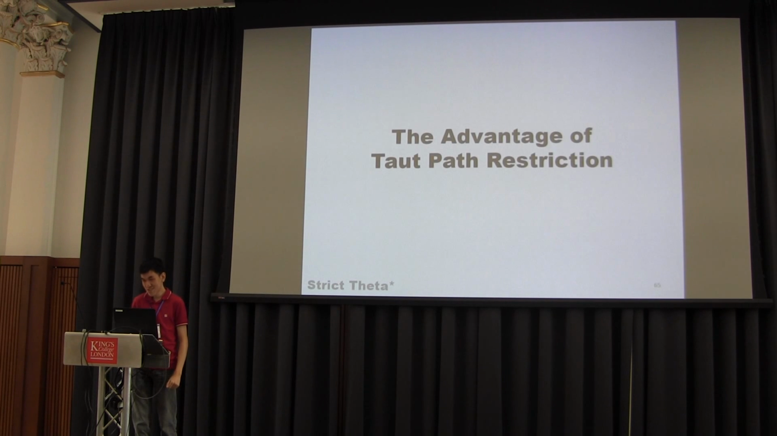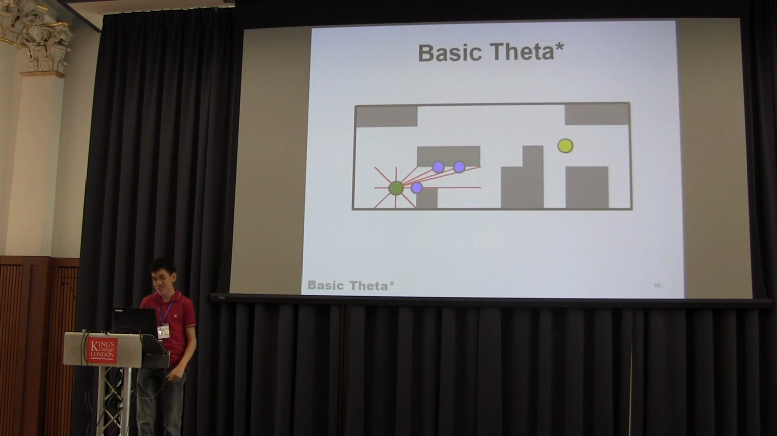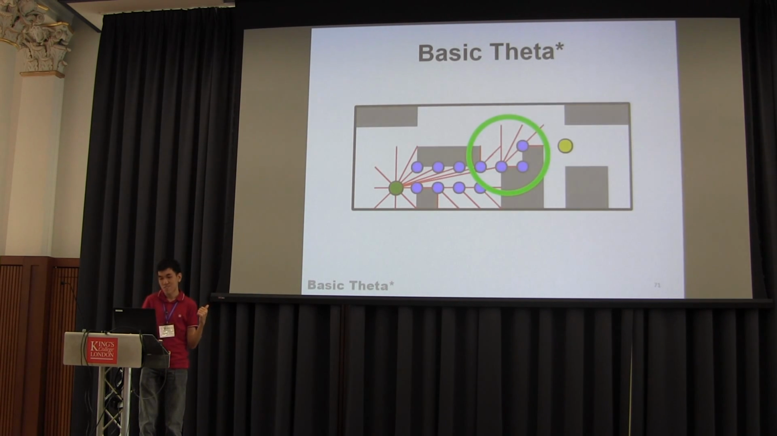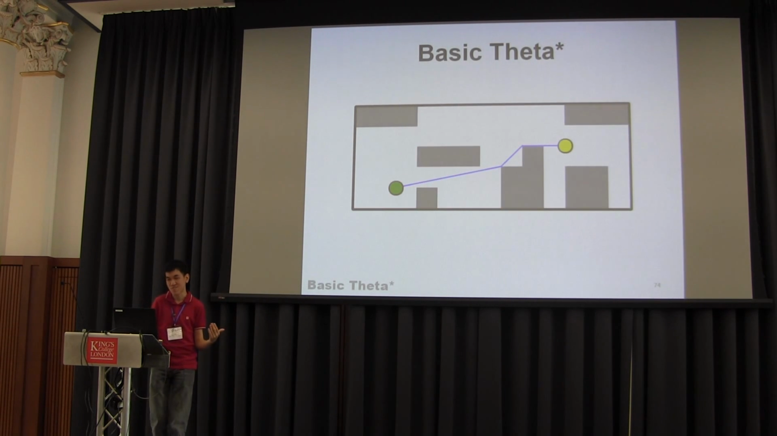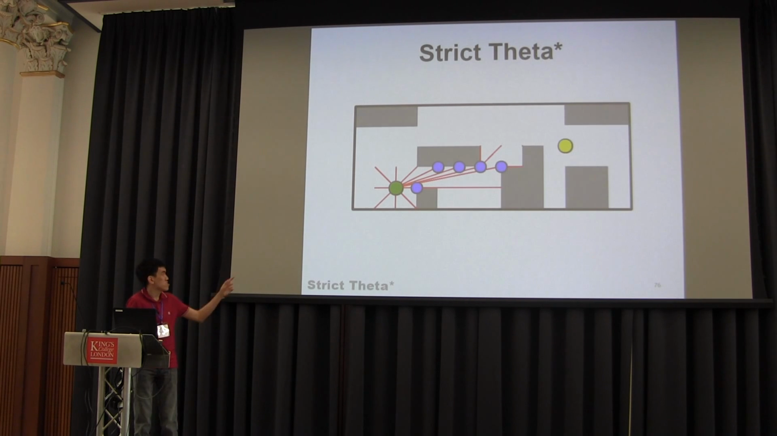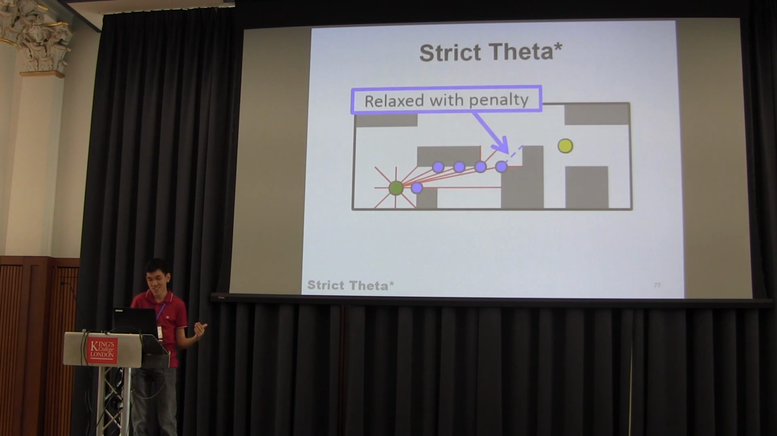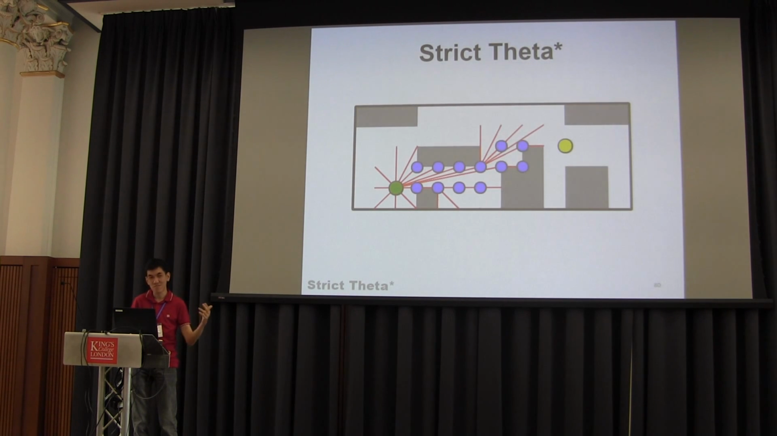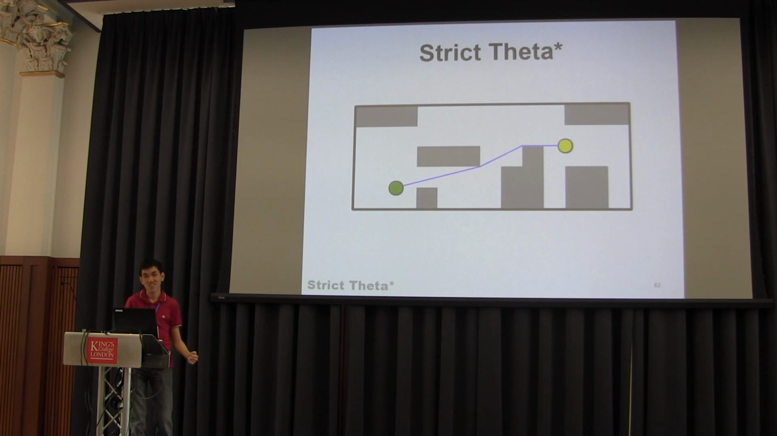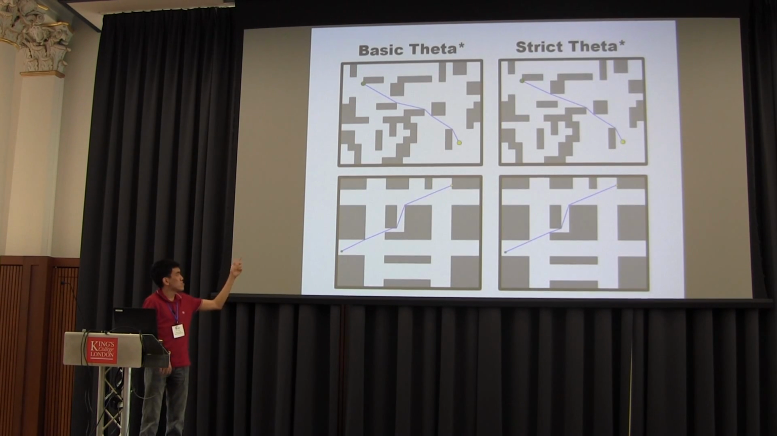So the advantage of the taut path restriction: this is the original Theta Star, what it will look like. And you can see over here that it will explore this, and at this point it's not taut anymore, and it will eventually reach this goal. So Strict Theta Star, when it comes here, you can see that it doesn't want to explore that. So it's relaxed but with a penalty. So it will pick the shorter path later on. Strict Theta Star also fixes the issues for the other two cases as well.